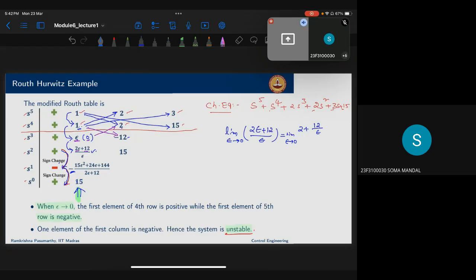So hence the system is what? Unstable, and there are two roots on the RHS side. Is it clear? Unstable with two roots on the RHS side. Why? Because we have two sign changes, from this to this, and then this to this. Is it clear? Any query?